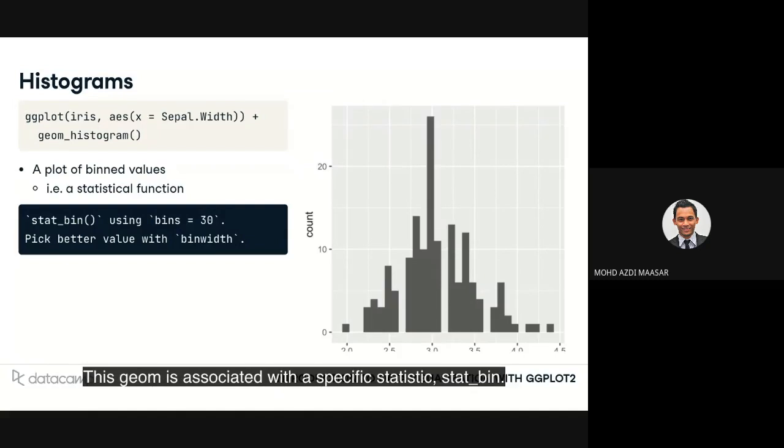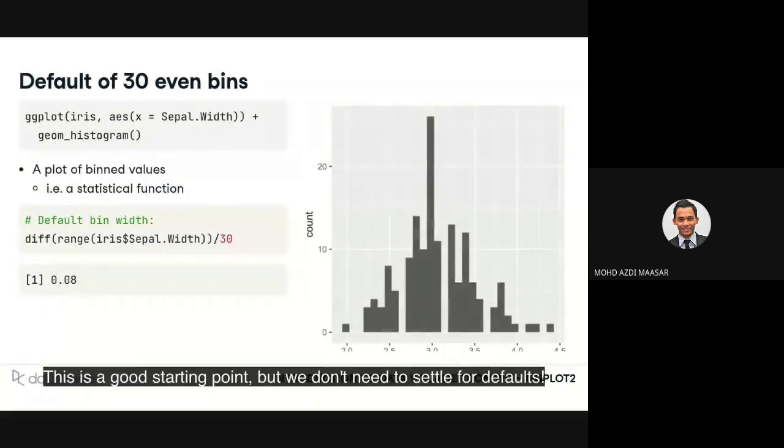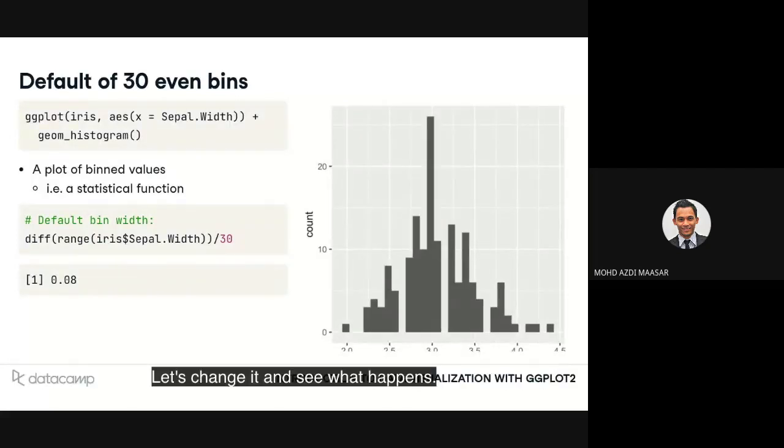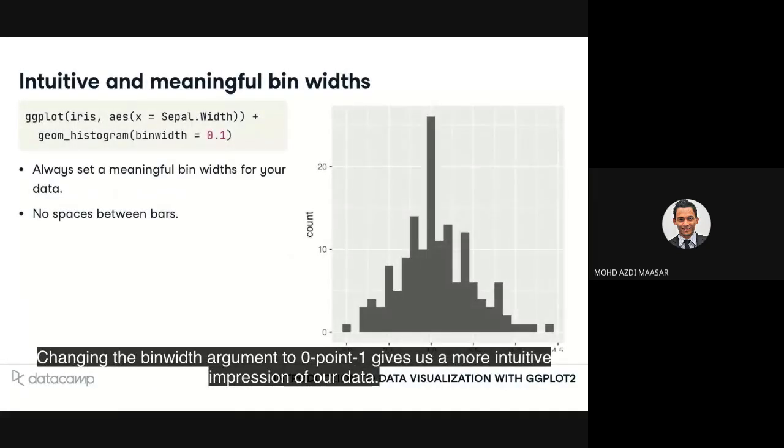This geom is associated with a specific statistic, stat bin. The bin argument took the default value of 30 bins. This is a good starting point, but we don't need to settle for defaults. Let's change it and see what happens. Changing the binwidth argument to 0.1 gives us a more intuitive impression of our data.